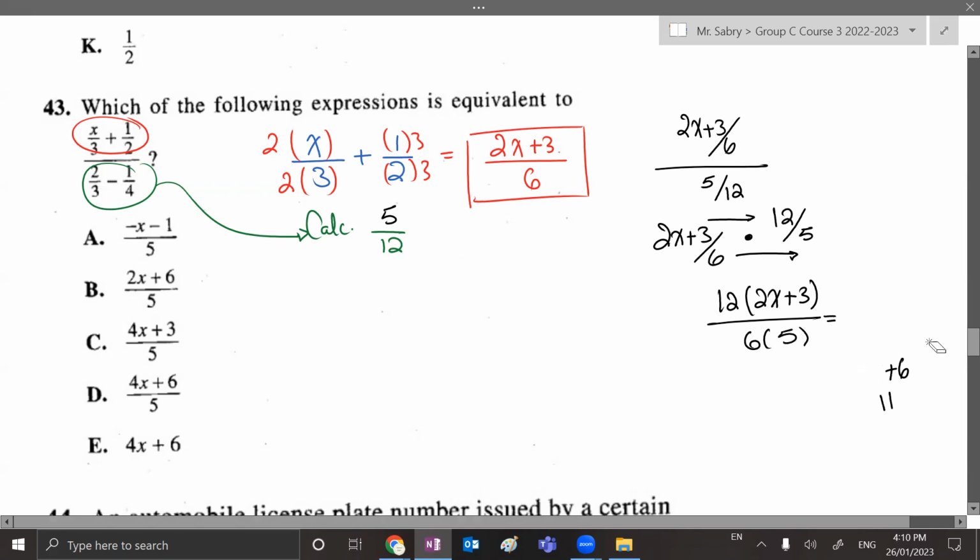So actually, I'll start من هنا تاني. 12 divided by 6 is divisible. So I can divide the 12 by the 6 and it becomes just 2 up here. And I'll have here 2x plus 3. And then the denominator just 5. And then I'll distribute the 2. So I'll have 4x plus 6 all over 5 as the correct answer, which is D.